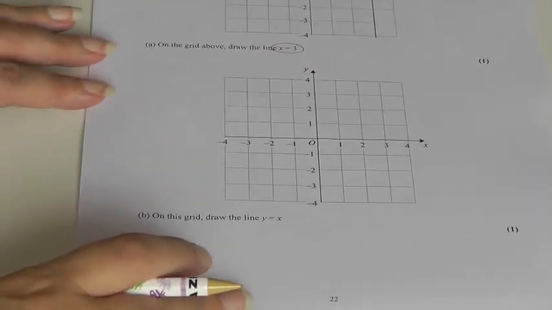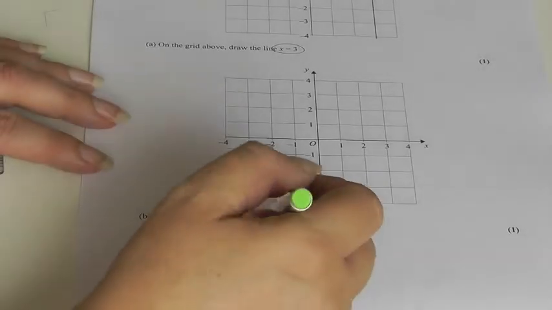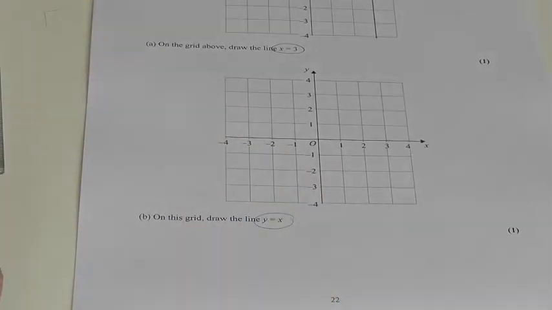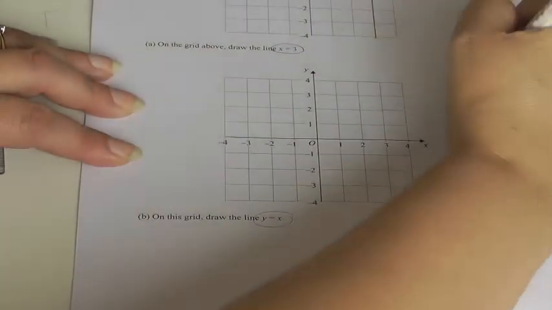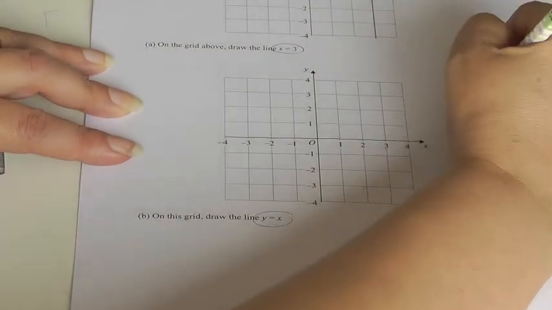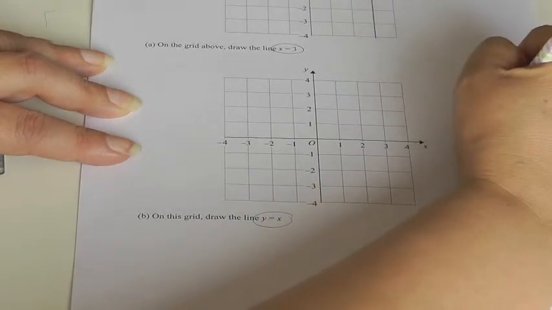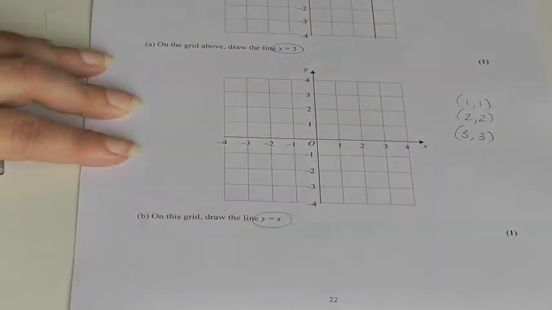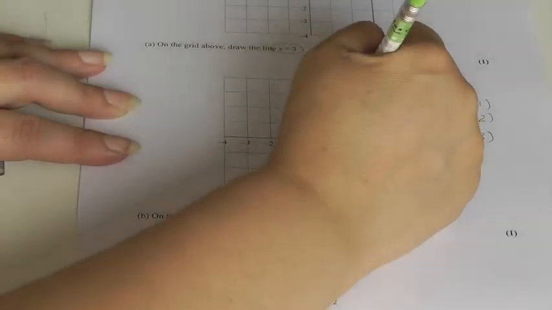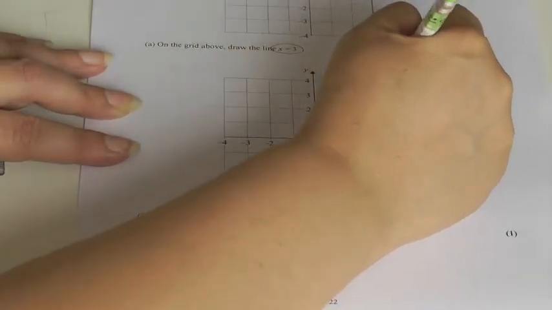The second graph you're asked to draw is the graph of the line y equals x. Now that means that your x coordinate and your y coordinate are going to be the same. They are equal. So you can either come up with 3 pairs of coordinates where the x and y coordinate are the same, so 1, 1, 2, 2, 3, 3, and pop them on and then plot it.